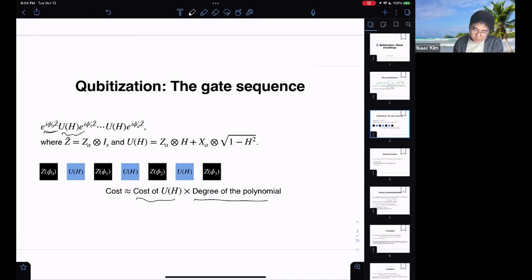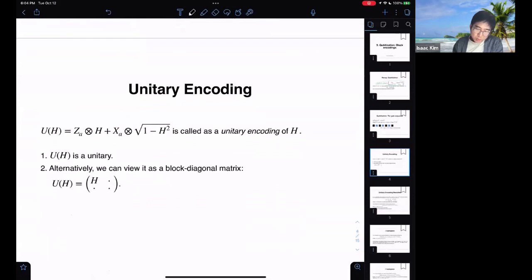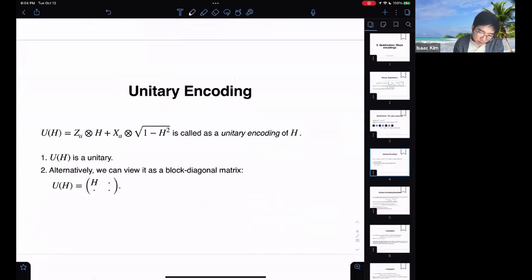The crucial object here was what we called the unitary encoding, and we had a rather explicit formula for it. Given a Hermitian operator H, normalized so that its spectral norm is smaller than or equal to one, we could define a unitary like this, which is first of all a unitary. We could also view it as a block diagonal matrix like this.